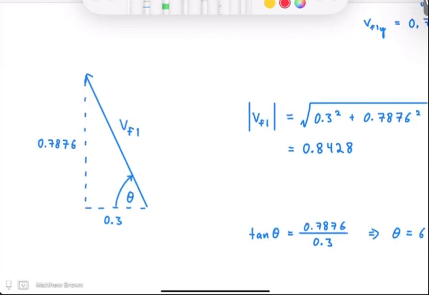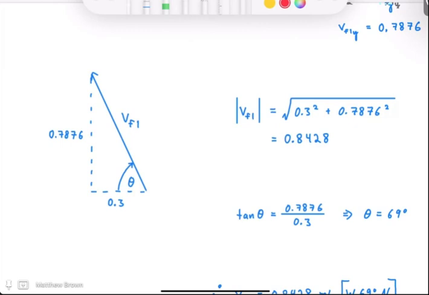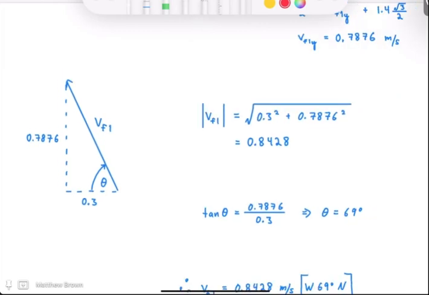To calculate the magnitude of v final of ball 1, it's good old Pythagoras. We know it, we love it, we've seen it many times. Square the numbers, add them, square root, you get it. This here, I just wrote it that way, sort of the way I did before. I said I have this angle here, and I have the opposite side and the adjacent side, so that means the tangent of theta is going to be 0.7876 over 0.3.